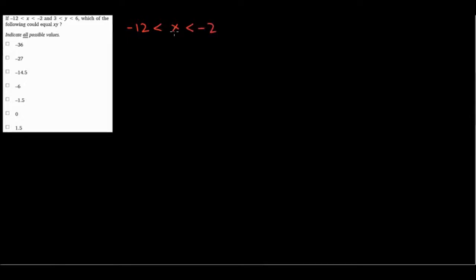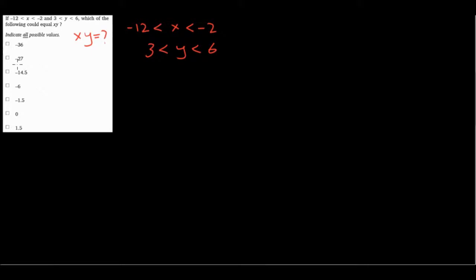So this can also be read as x is sandwiched between negative 12 and negative 2 on the number line. Okay, and then the other inequality is that 3 is less than y and y is less than 6. So y is between 3 and 6. In both cases, you don't have equal signs, so x and y cannot take the values shown here. Which of the following could equal xy? So you're looking at possible values for xy, and the directions here indicate all possible values.